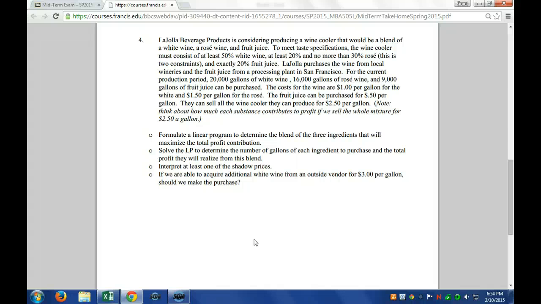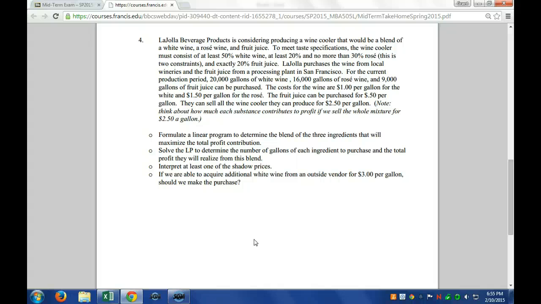You see, we have mix constraints. It has to be at least 50% fruit juice, or between 20 and 30% of this. So we want to maximize our total profit, but we want to make sure it meets our requirements for the taste that we've set for our fine product, right? So, formulate a linear program, solve it to determine the number of gallons of each ingredient to purchase and the total profit that they will realize from this brand.